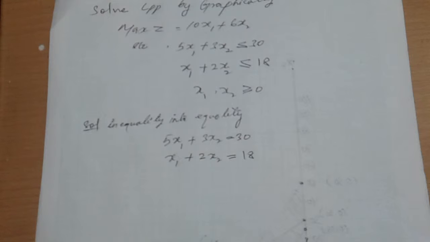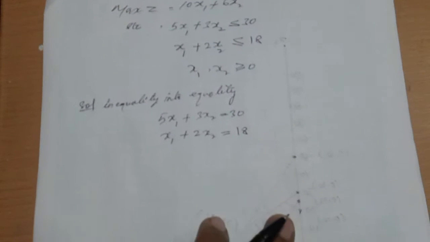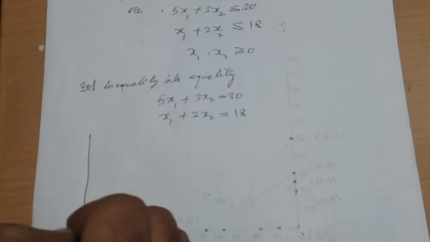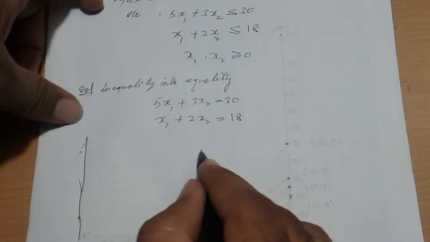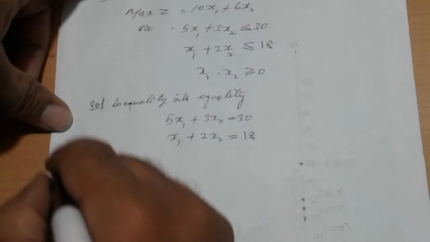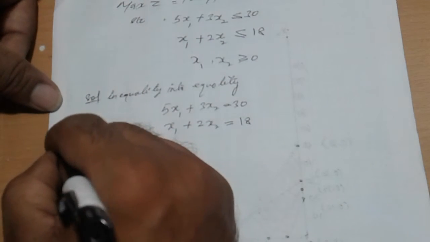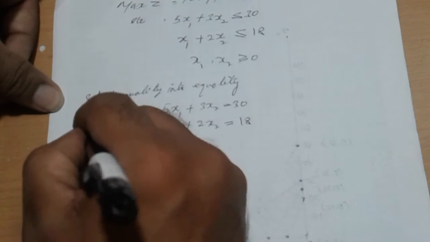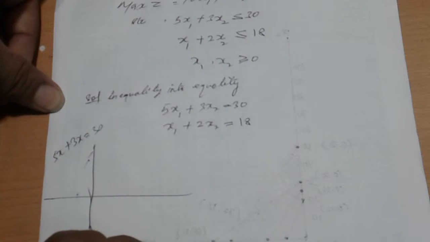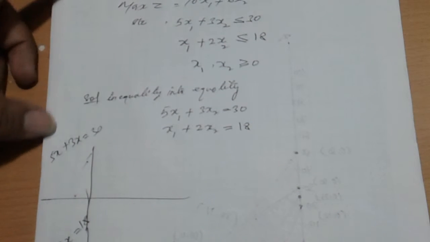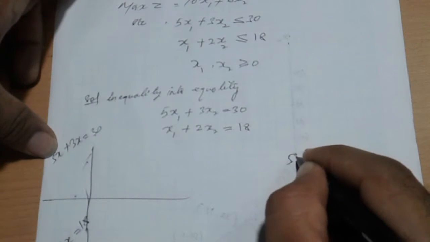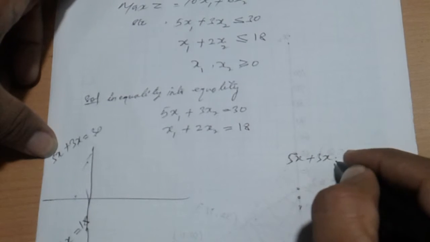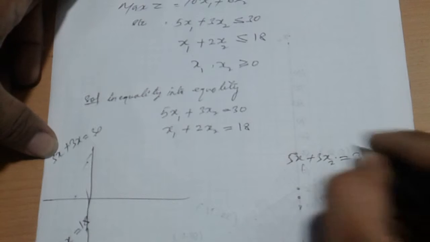Okay, now let's see the points. The easy way method. For 5x1 plus 3x2 is equal to 30, and for x1 plus 2x2 is equal to 18. If you put 0 here, here is the 3, here is the 30.